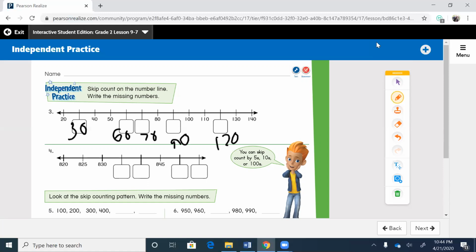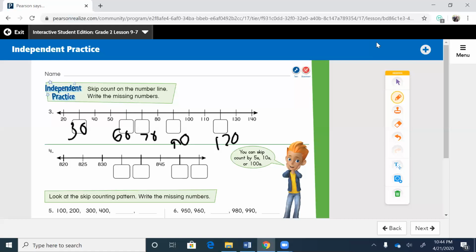All right, let's look at number 4. The first step is to figure out the pattern. 820, 825, 830, blank, blank, 845. All right, I know it's by fives because of the pattern 0, 5, 0, 5, remember?